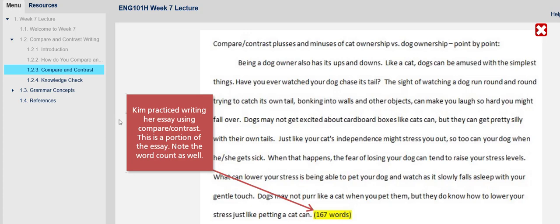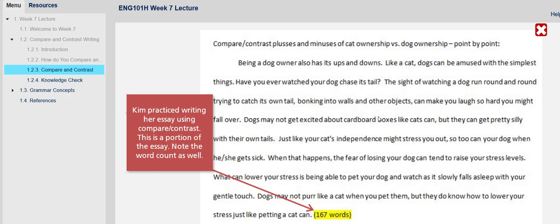of point-by-point. Kim practiced writing her essay using comparison-contrast. This is a portion of the essay. Note the word count as well. Compare and contrast. Minuses and plus of cat ownership versus dog ownership, point by point. Being a dog owner has its ups and downs. Like a cat, dogs can be amused with the simplest things. Have you ever watched your dog chase its tail? The sight of watching a dog run round and round trying to catch its own tail, bonking into things and other objects, can make you laugh so hard you might fall over.